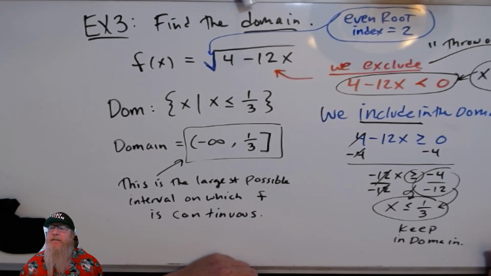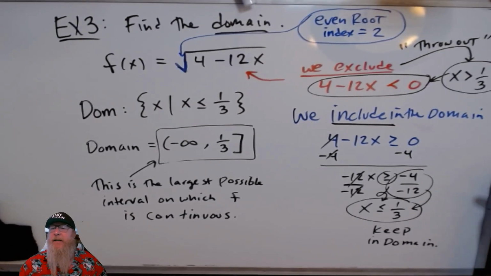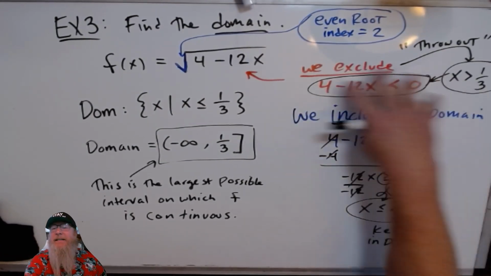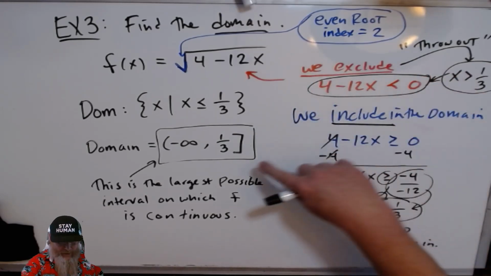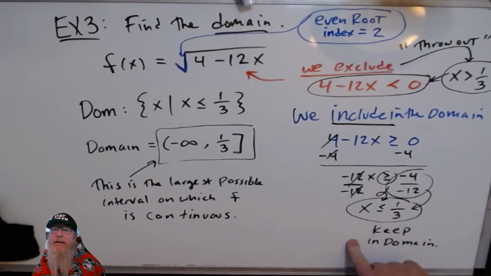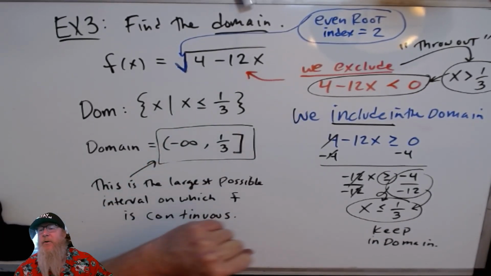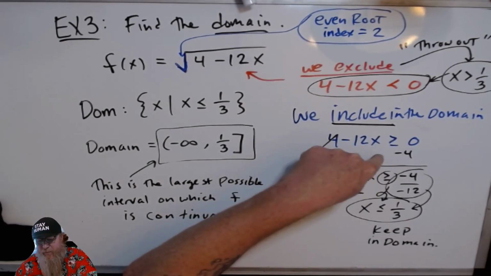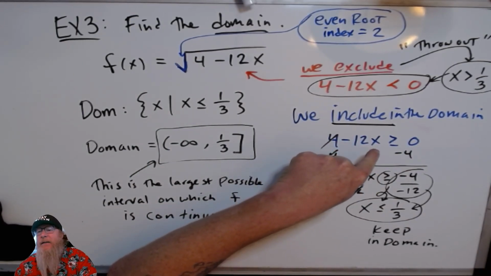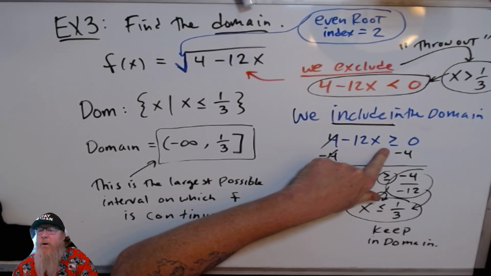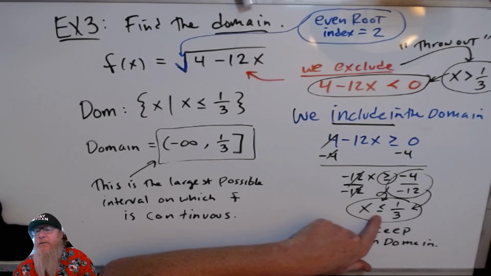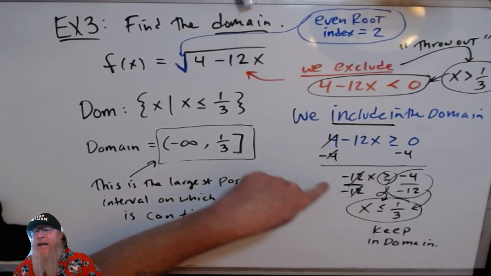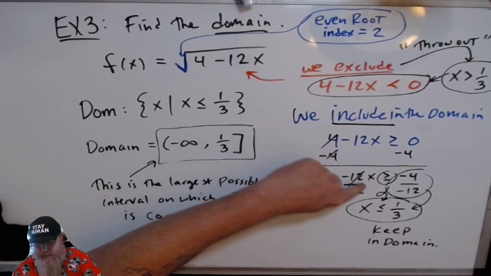So before I erase this, I just wanted to clarify a couple of things. I normally don't find the exclusion for a square root. I just go straight to the inclusion. So I have a different technique, but I wanted to show you both ways. I also don't always reverse the inequality. Sometimes the inequality will stay greater than. The only reason it switched to less than or equal to was because we divided by a negative. So keep that in mind.